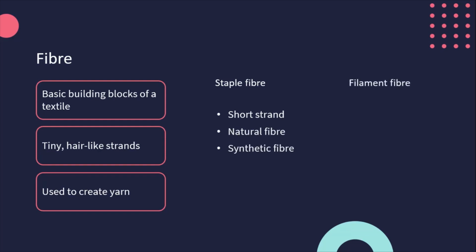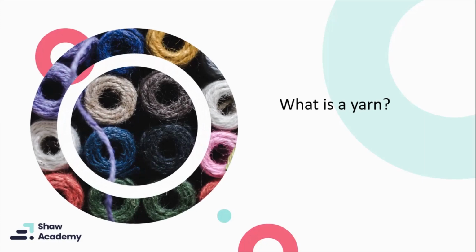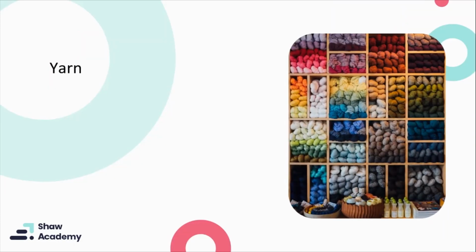A filament fiber is a continuous strand. Silkworms and spiders produce smooth, continuous fibers from which they make their cocoons and webs. Synthetic fibers imitate this natural process of extruding fibers from a liquid. Synthetic filament fibers are produced when a chemical fiber compound is passed through a spinneret to form these fibers. What is a yarn? A yarn is a continuous strand produced from the various staple and filament fibers.